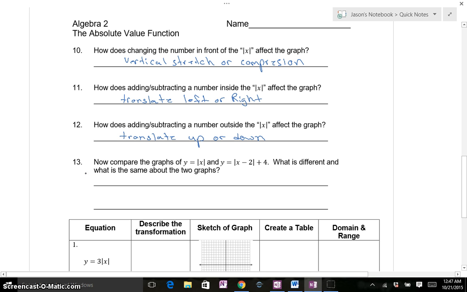Alright, now compare the graphs. y equals the absolute value of x, that's our parent function, and y equals the absolute value of x minus 2, plus 4. What is different and what is the same about the two graphs?